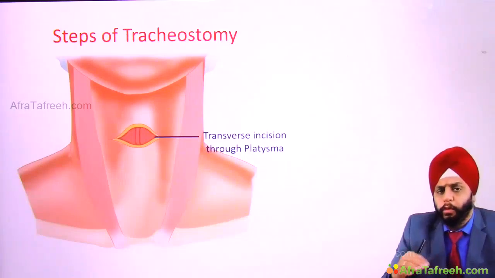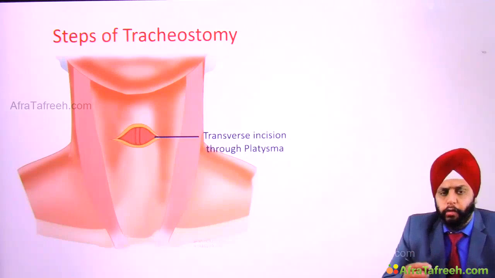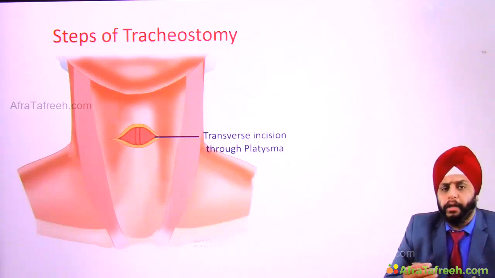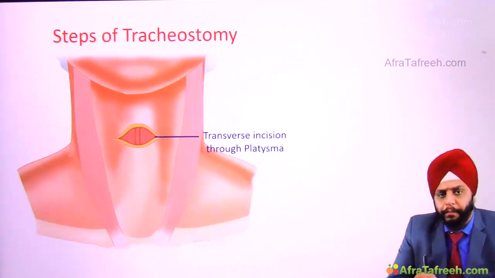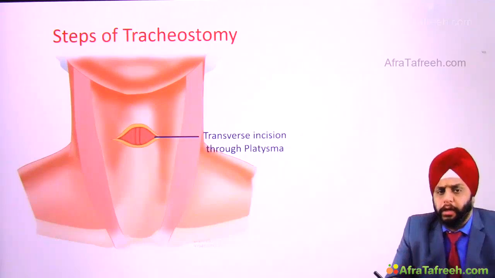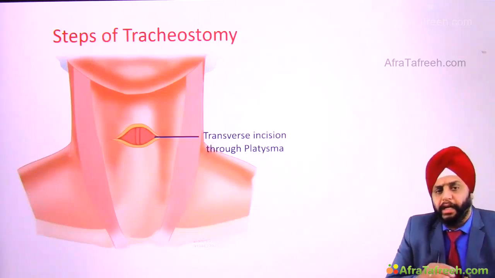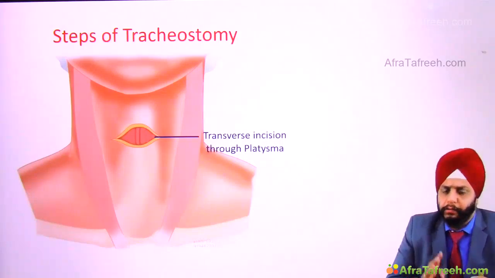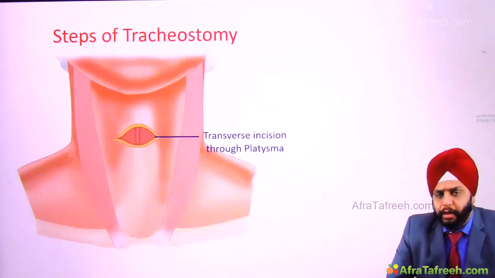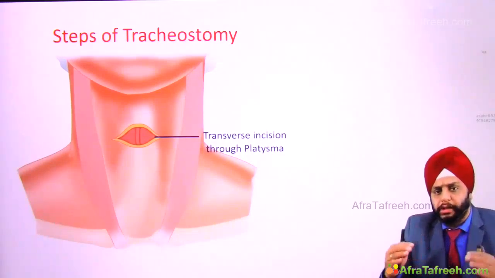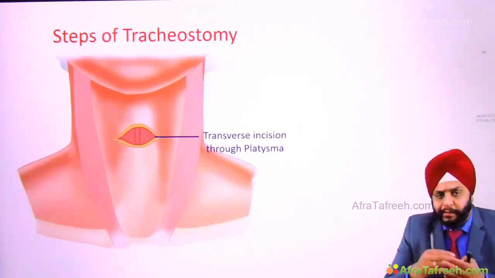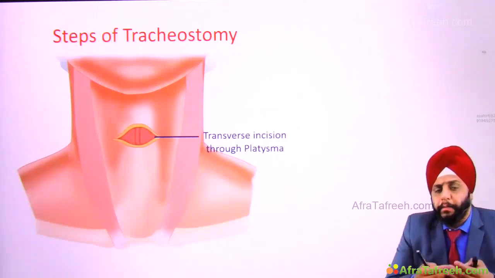So you have to go below the platysma. So once you go below the platysma, you can identify the strap muscles. Now what you do is, see, after this initial step, the steps for emergency tracheostomy as well as the routine tracheostomy are same. Only difference is the incision, whether you are giving transverse or vertical. All right, the advantage of vertical incision is that the bleeding will be less. The advantage of transverse incision is that later on the scar will not be visible or it will be minimally visible.